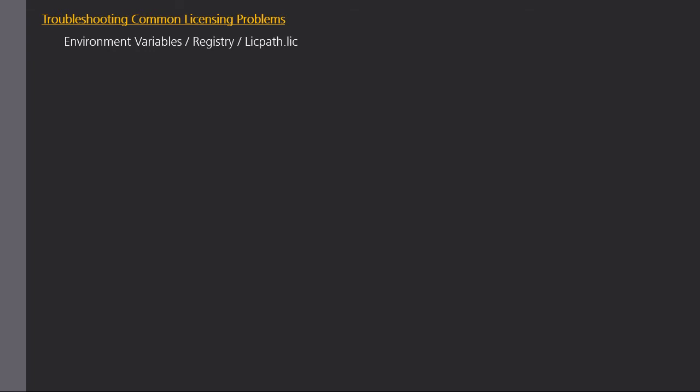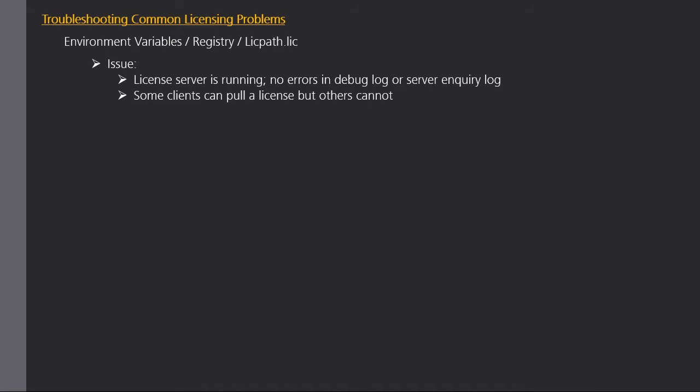Environmental variables, registry, lickpath.lic. Now you should understand the difference between the environment variables and the registry and the lickpath.lic file when it comes to how a client machine starts a network version of an Autodesk product and looks for a license. The issues usually present themselves like this. The license server is running and there are no errors in the debug log or server inquiry log. Some clients can pull a license but others cannot.